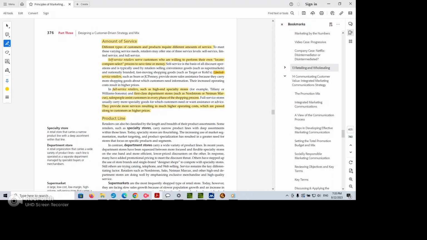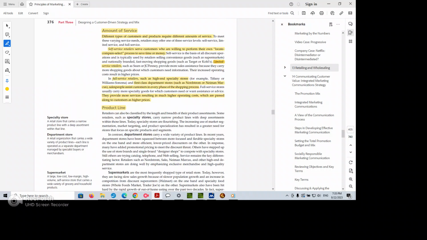Let's talk about the product line here. Let's go over some definitions. First is our specialty stores. Remember that a specialty store is a retail store that carries a narrow product line with deep assortment within that line. Meaning they specialize in one area, but they carry a lot in that specialty.